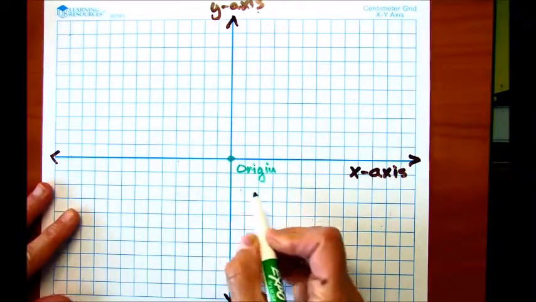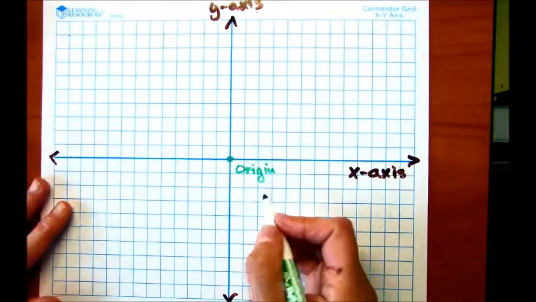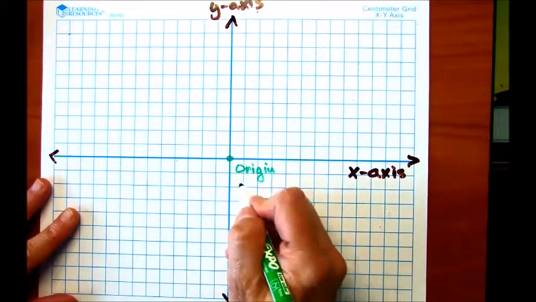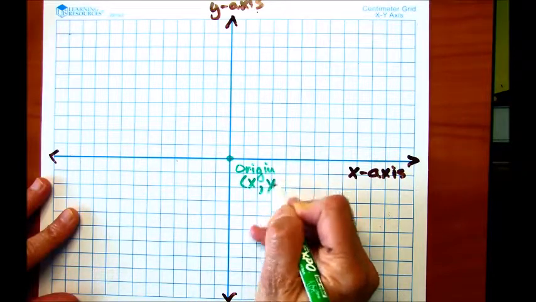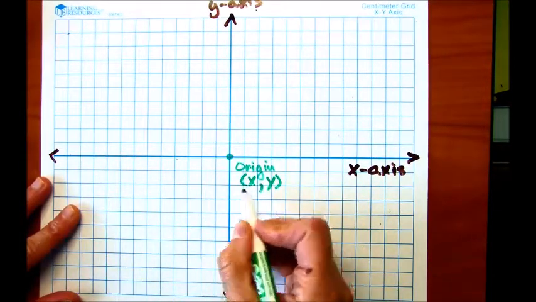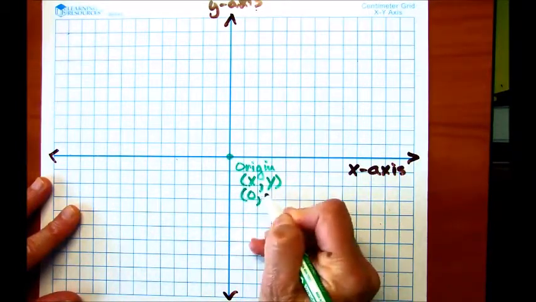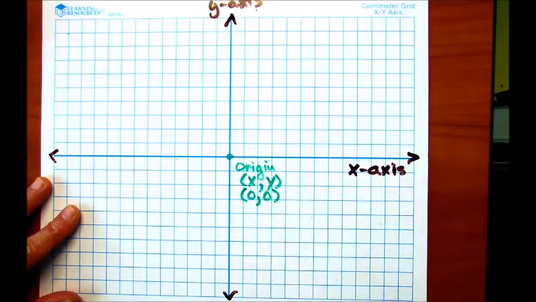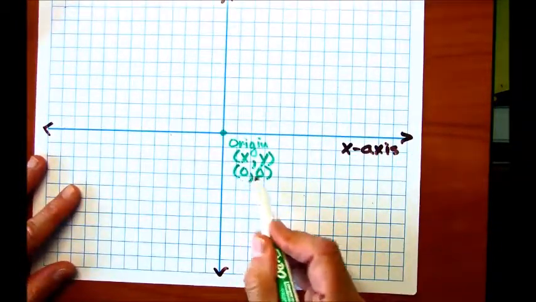And the way we would represent this point, or any point really, is we want to first write down the x value and then the y value. So this is how we would set it up. The x value is going to be 0, and the y value is also 0. So the origin is (0, 0).